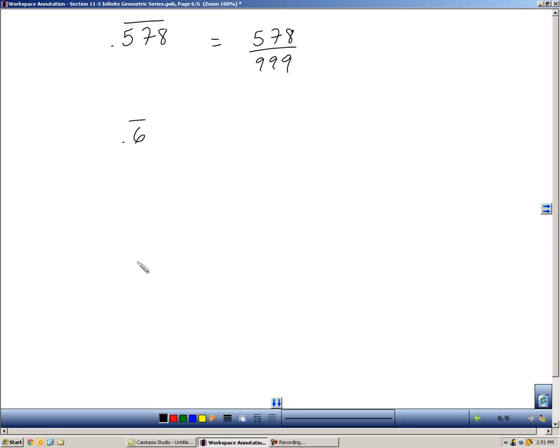If I have 0.6 repeating, that's just going to be 6 over 9. So anytime you want to write a repeating decimal, you take the number of repeats and divide that by the same number of 9s.